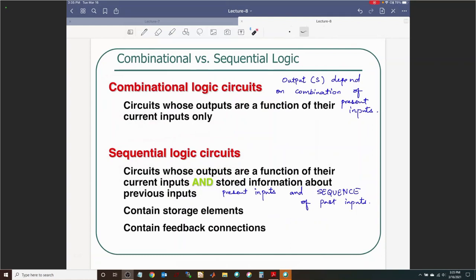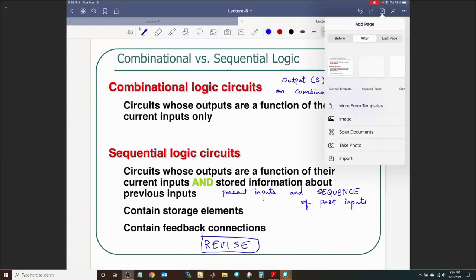Now, they contain storage elements and they contain feedback connections. Now, the way I like to think about memory or implementing memory in circuits is the same way you would be expected to memorize something. If I asked you guys to memorize something, what would you have to do? Write it 20 times. All right, revision. So you would spend a lot of time revising. In other words, you are looking at the same information again and again.